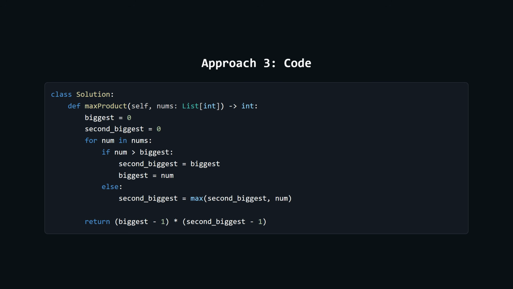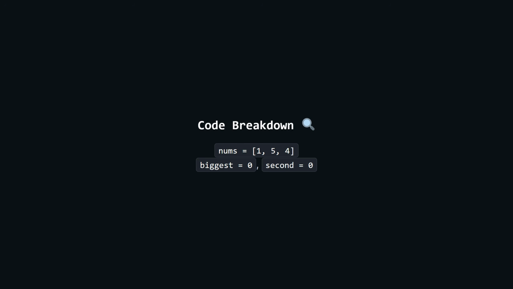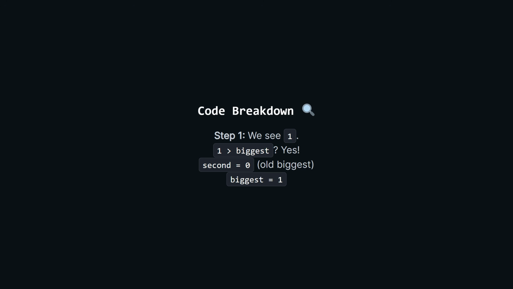Let's break down exactly how those variables update inside the loop. Imagine our list is 1, 5, and 4. We start both of our trackers at 0. We look at the first number, 1. 1 is bigger than our current biggest, which is 0. So our old biggest number gets bumped down to become the second biggest, and 1 becomes our new biggest.